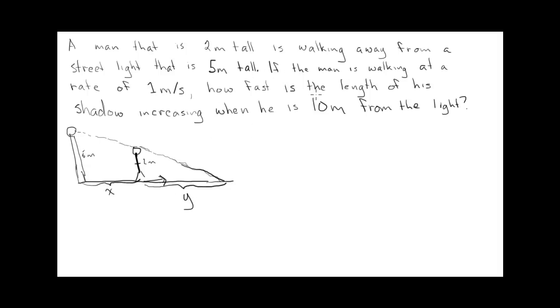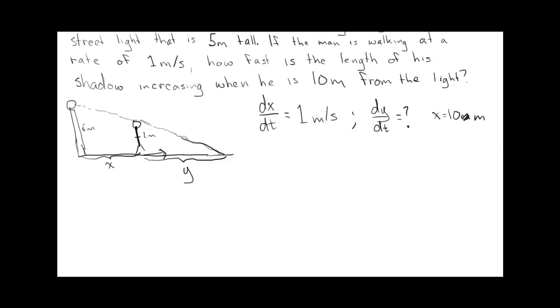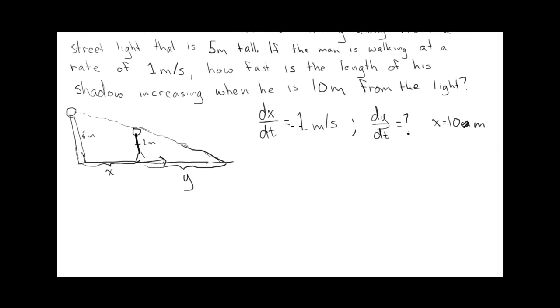So, okay, what do we know? We know dx/dt. We know how fast his distance is changing from the post. It's changing at a rate of 1 meter per second. What don't we know? We don't know how fast his shadow is growing, or the length is increasing with respect to time, so that's our unknown. And we're told the instant we're looking for is when x equals 10 meters. So now we need an equation which relates x and y.